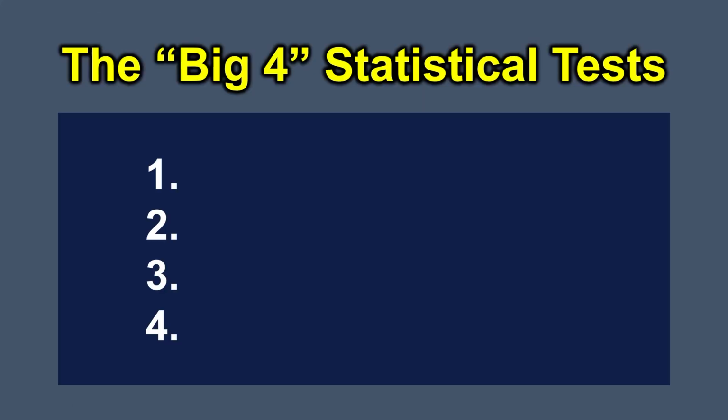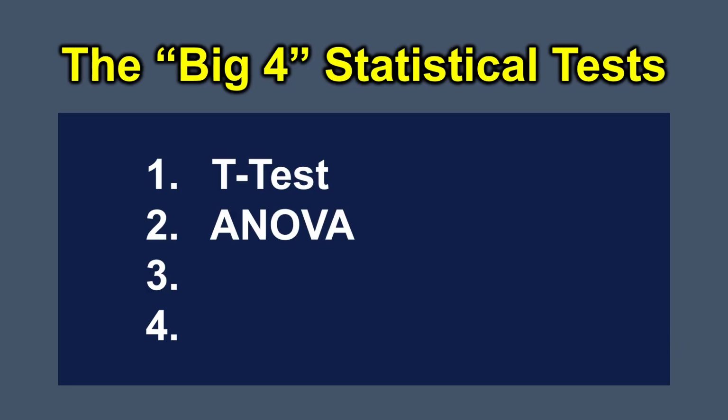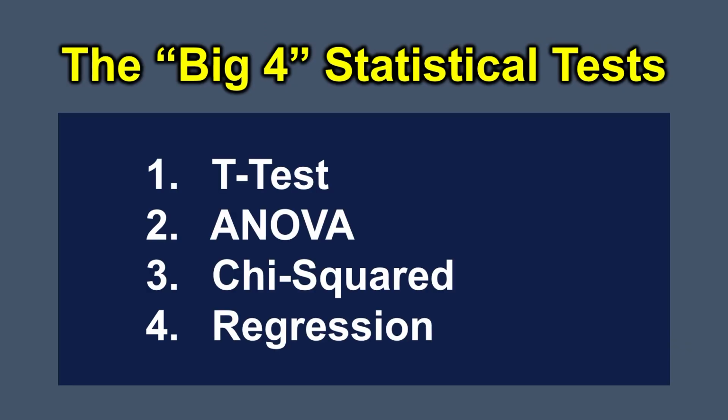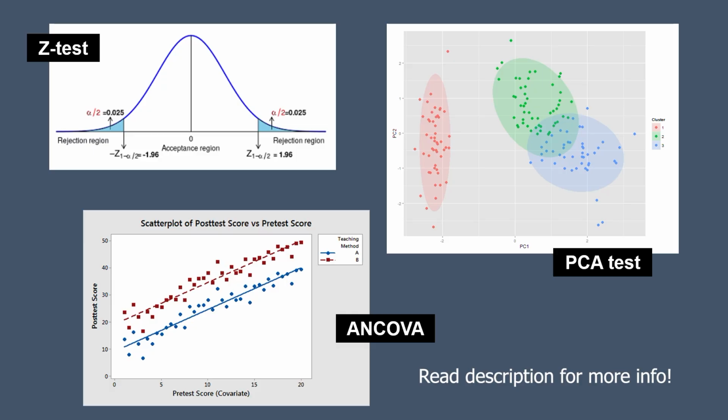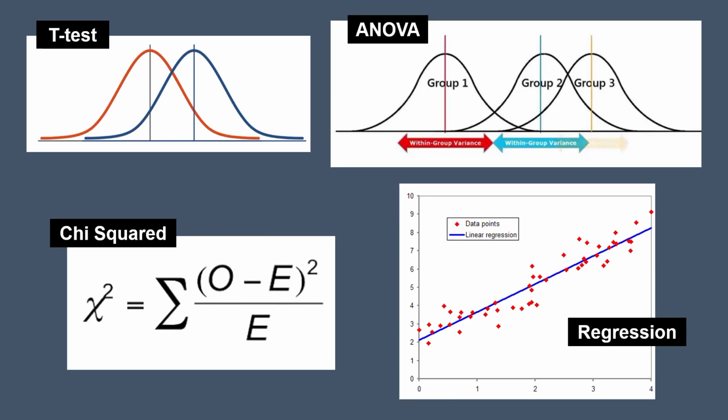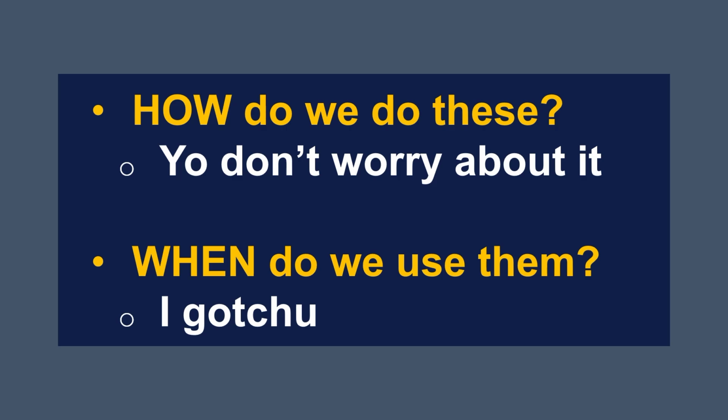Let's go over 4 common statistics tests and when to use them. These tests are the t-test, ANOVA, chi-square, and regression. There's many other tests you can do too. You don't have to stop at just these. Think of this video as an intro or overview to get you started. Now, as far as how to conduct these tests, we'll save that for another video. For now, we'll just focus on when to use them.